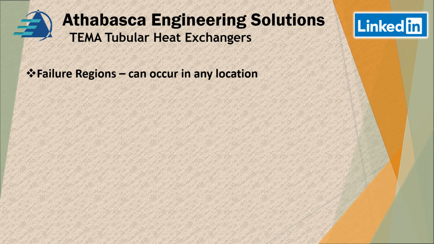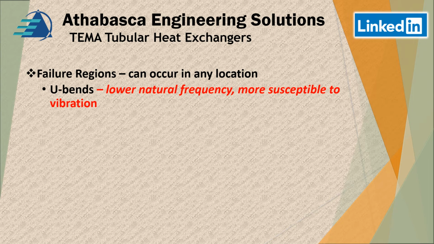Thoughts about failure regions: they basically say failures can occur anywhere inside that heat exchanger. They warn about U-tube bends because of their shape. They have a very low natural frequency, which means they can vibrate and resonate and cause a lot of vibration-related damage. They've got some interesting design tables on how to deal with that, which are industry practices.